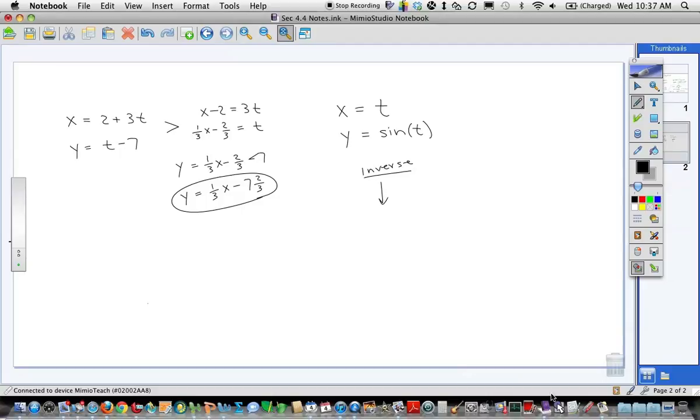No. Interchange the x and the y. Well, we always want to write x first. So x equals sine t, and y equals t. How much easier could that be? That's going to be the inverse. You interchange the x and the y coordinates. David, do it.